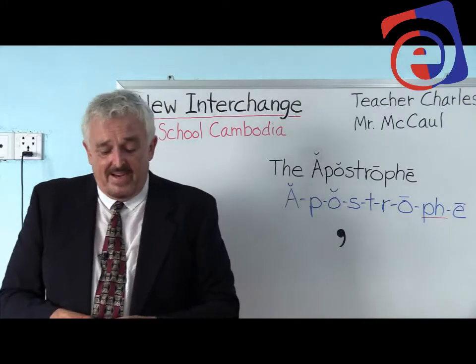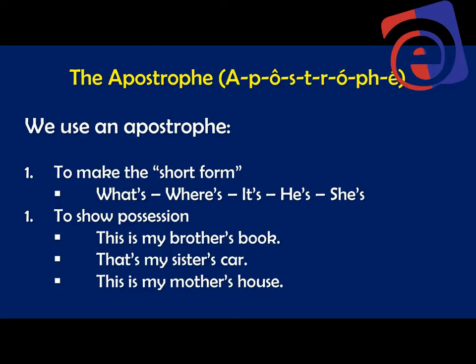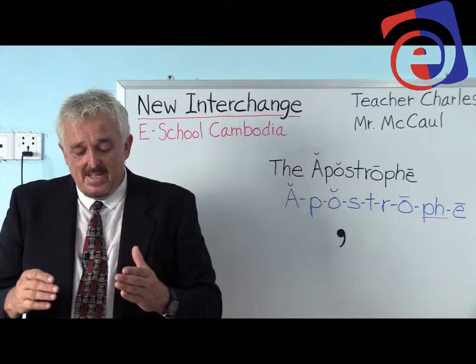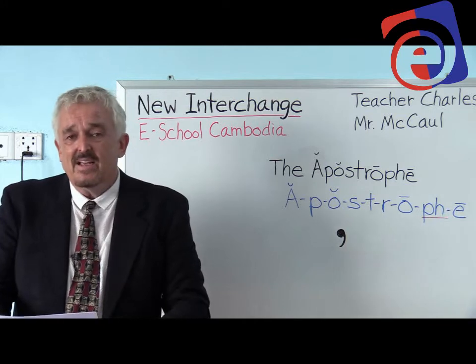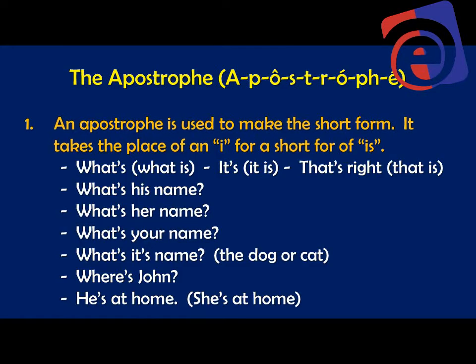We use apostrophe for two reasons, maybe many reasons actually, but the two reasons that we will study today. We use apostrophe to make the short form when we're asking what, who, the WH words, and we use the apostrophe to show possession. I'll explain. An apostrophe is used to make the short form. It takes the place of the I in the word is to make the short form. Look at the examples on your screen.